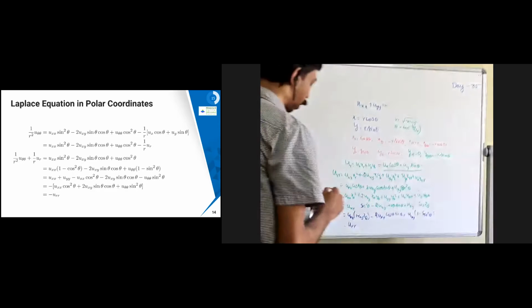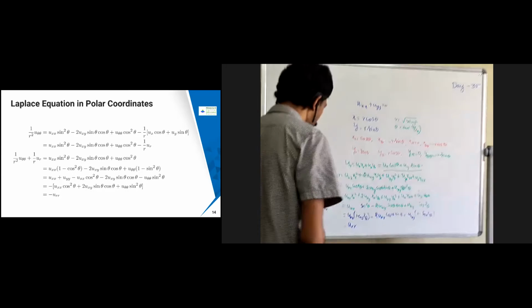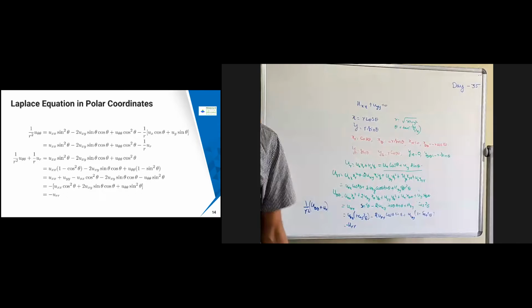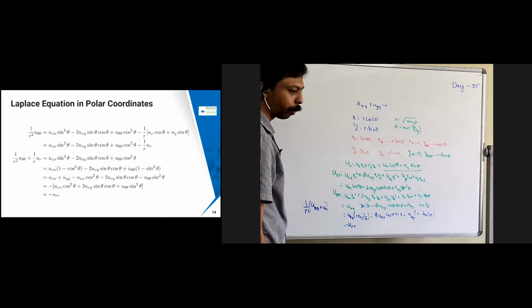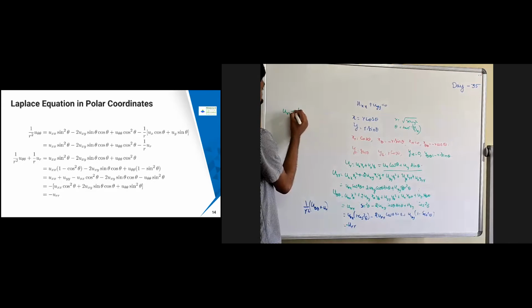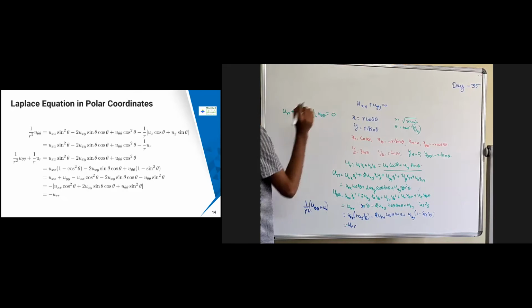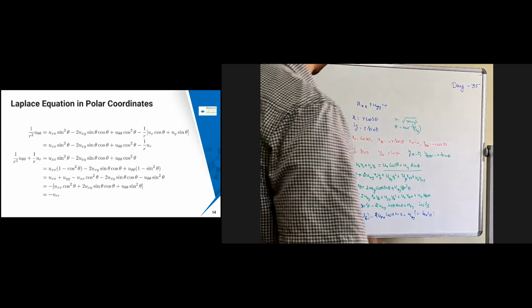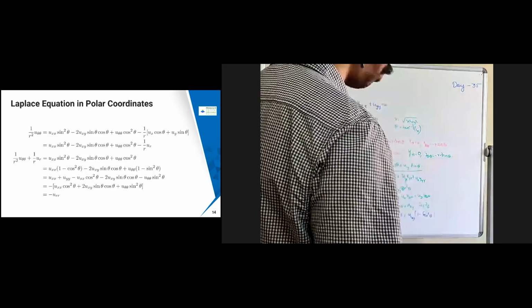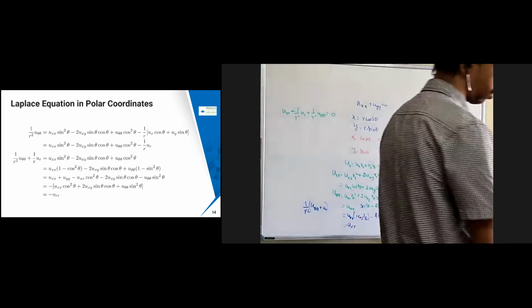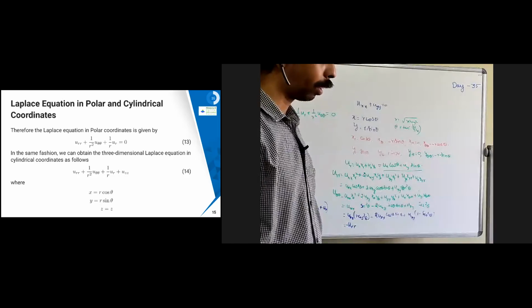So you are going to get the equation as URR minus 1 by r square, sorry, plus 1 by r square UR plus 1 by r square U theta. Okay, so this is the Laplace equation in polar coordinates.